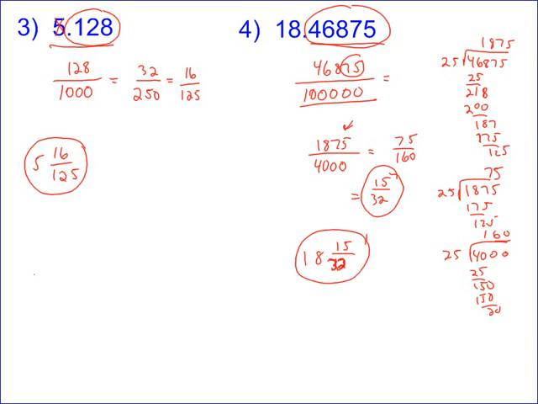So the key things to remember when you're dividing these out is the number of zeros after the 1 is equivalent to the number of places after the decimal, and then simplify, simplify, simplify.